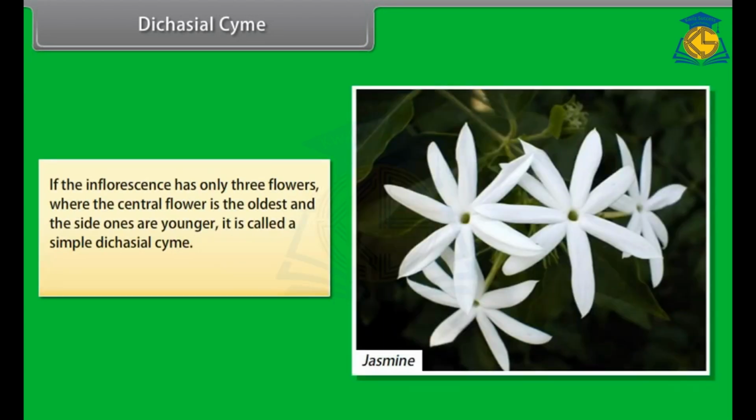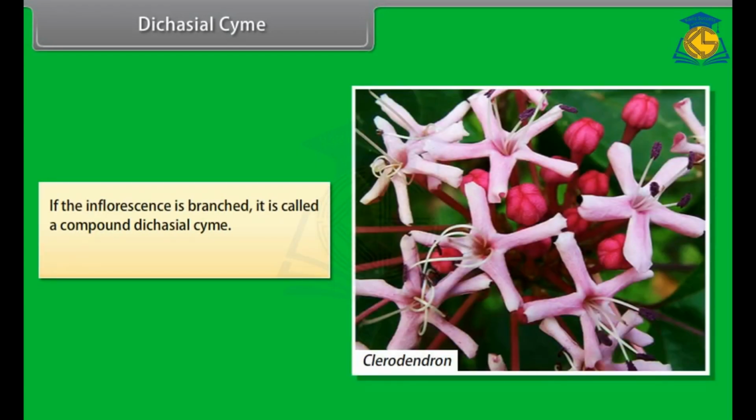If the inflorescence has only 3 flowers, where the central flower is the oldest and the side ones are younger, it is called a simple dichasial cyme. Example, jasmine. If the inflorescence is branched, it is called a compound dichasial cyme. Example, Clerodendron, Ixora.